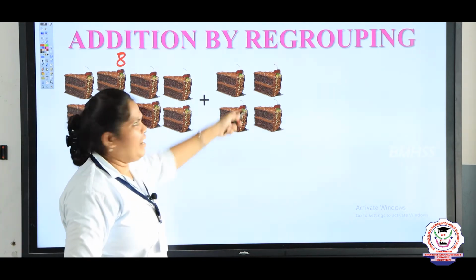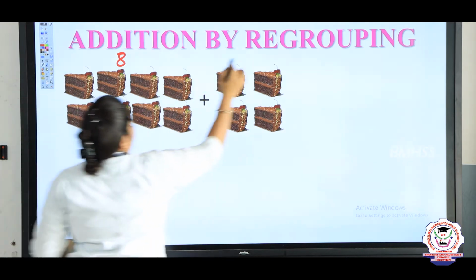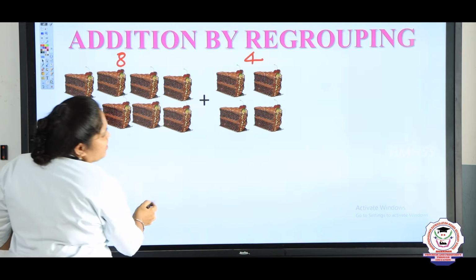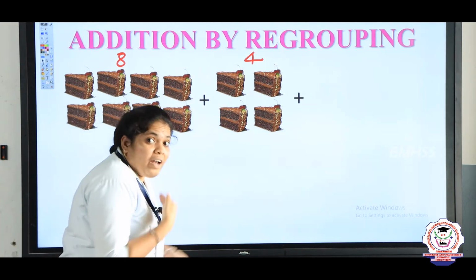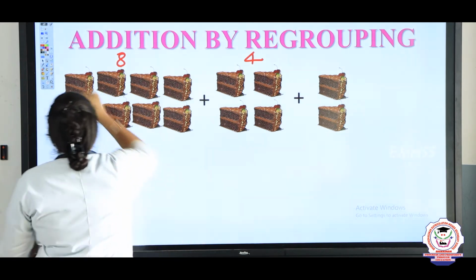Now see here, how many cakes are present there? 4. Very good. 4. Do you know what will be the answer? And one more. So 2 cakes are there. How many cakes? 2 cakes.